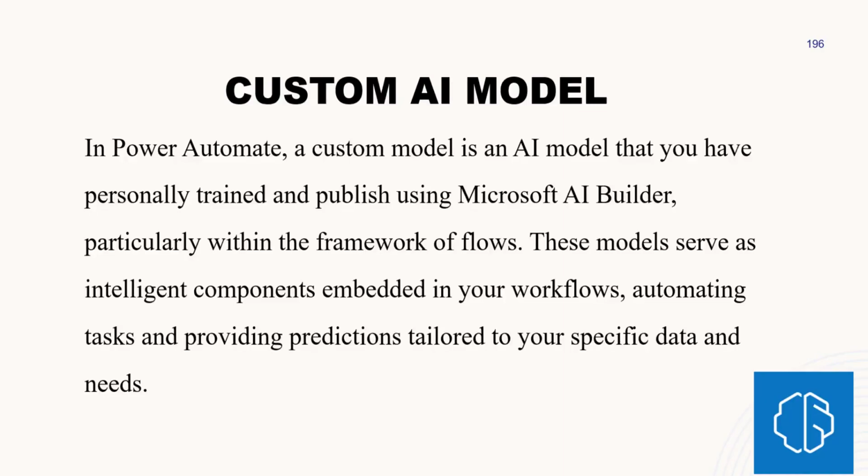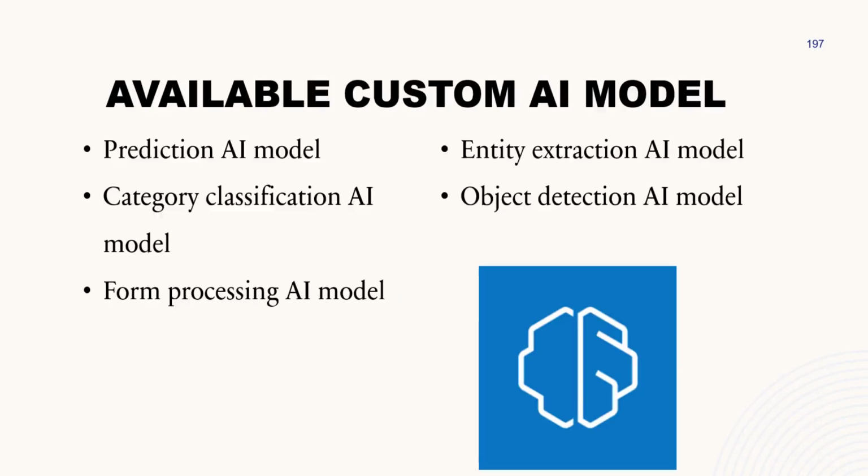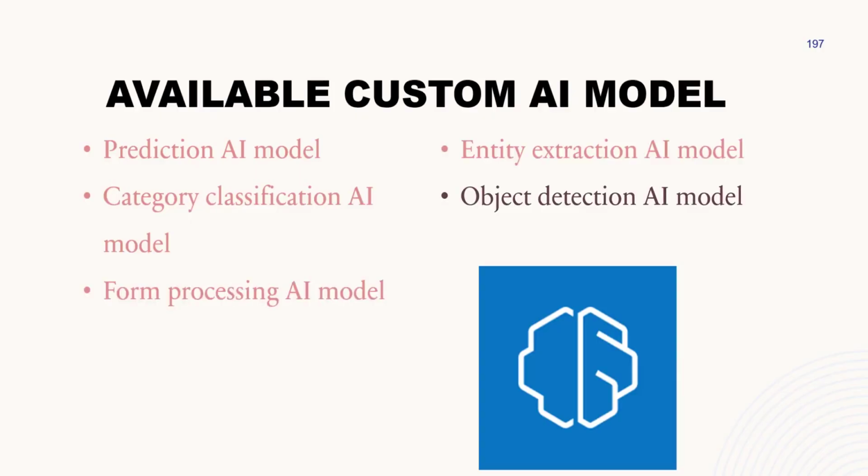A custom AI model in Power Automate is used to train and publish using Microsoft AI Builder, particularly within the framework of flows. These models serve as intelligent components embedded in your workflows, automating tasks and providing predictions tailored to your specific data and needs. So the available custom AI models are prediction AI model, category classification AI model, form processing AI model, entity extraction AI model, object detection AI model.